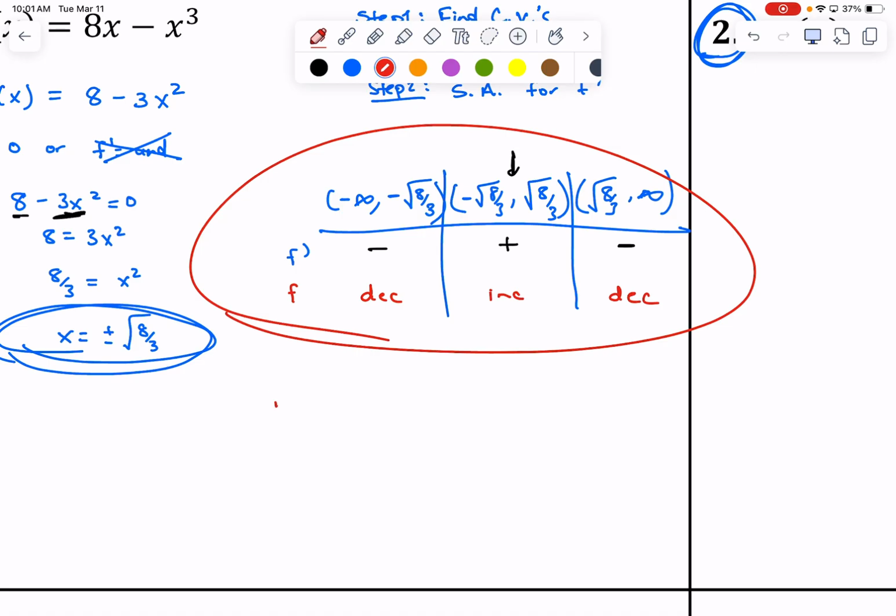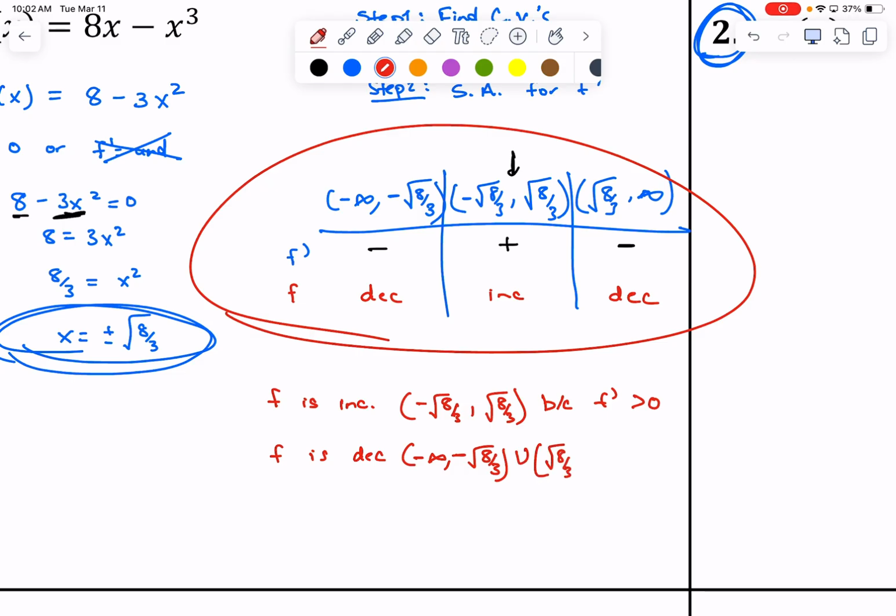So you would have to say f is increasing on your big assignment, which we're going to go over. You would say f is increasing from negative root 8 thirds to root 8 thirds because f prime is what? Positive. And then you say f is decreasing from what? Negative infinity to negative root 8 thirds, and they're always open intervals. Remember we said that yesterday in the notes. Union root 8 thirds to what?